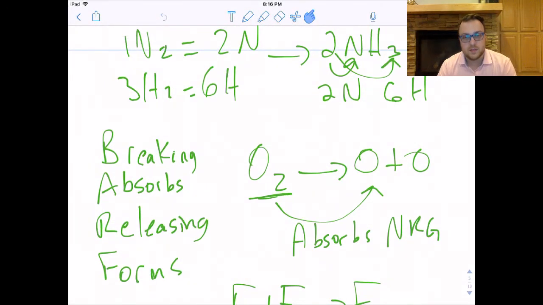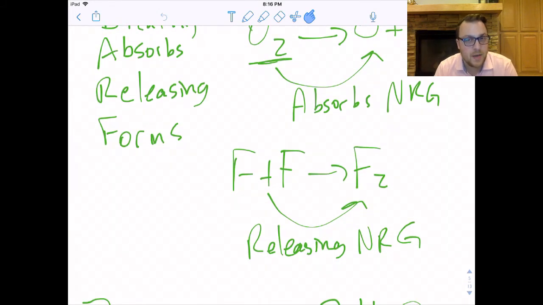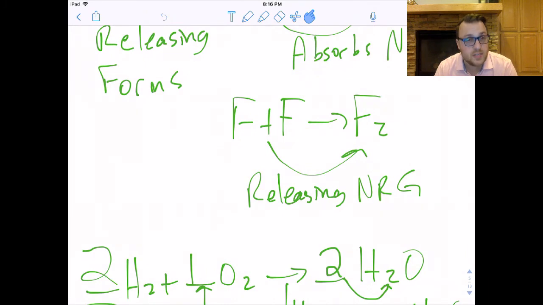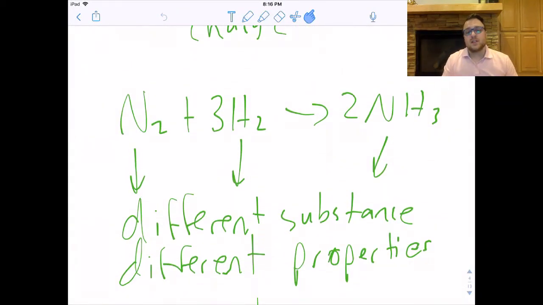Remember that all of these things have different structures. And when you have a different structure, you have a different property. Different structures have different properties. So that's a question they like to ask a lot. So let's end on that note.